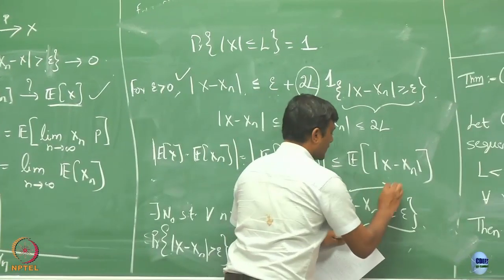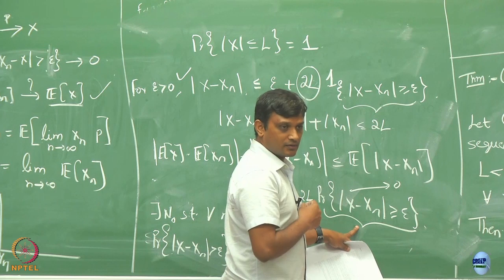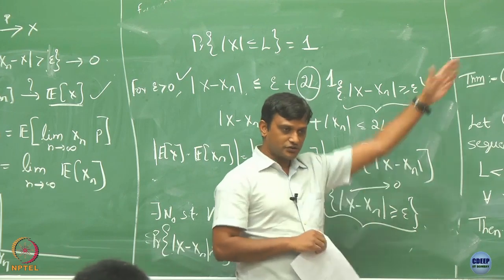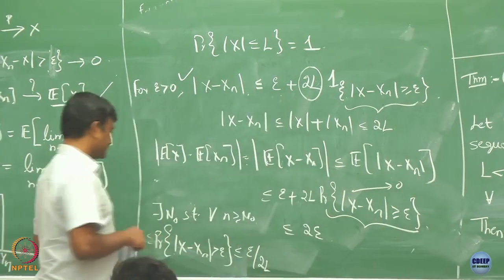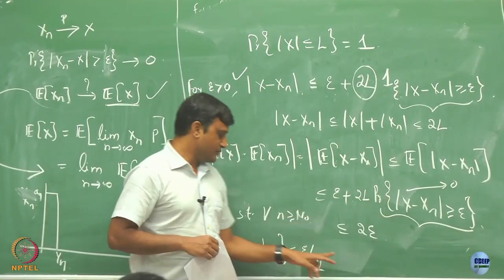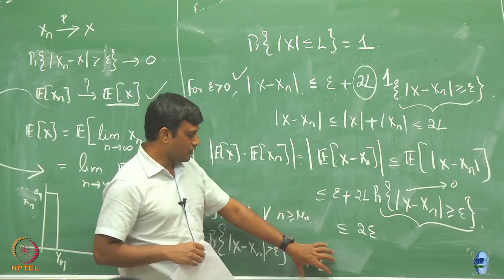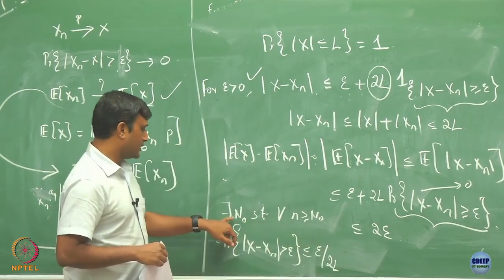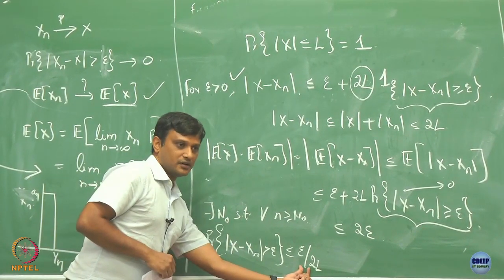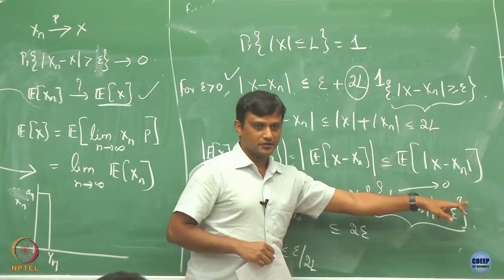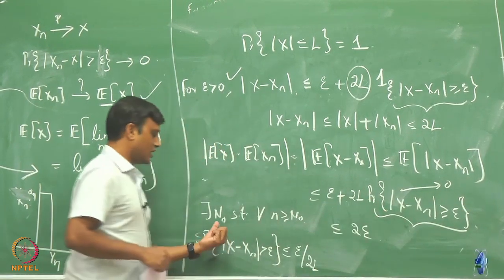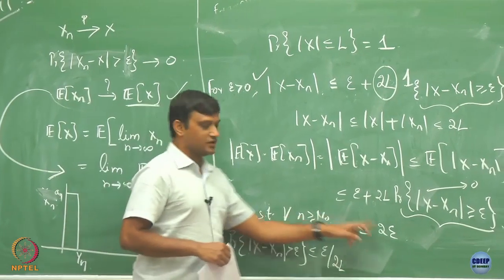I know this goes to 0 as n goes to infinity. Whatever epsilon you are given, it goes to 0. Whatever epsilon you give me, I will be looking at epsilon by 2L, and I know that after some n naught, this is going to be below epsilon by 2L, because this is going to 0. So I will just plug in this quantity for all n greater than n naught, and then it becomes 2 epsilon.